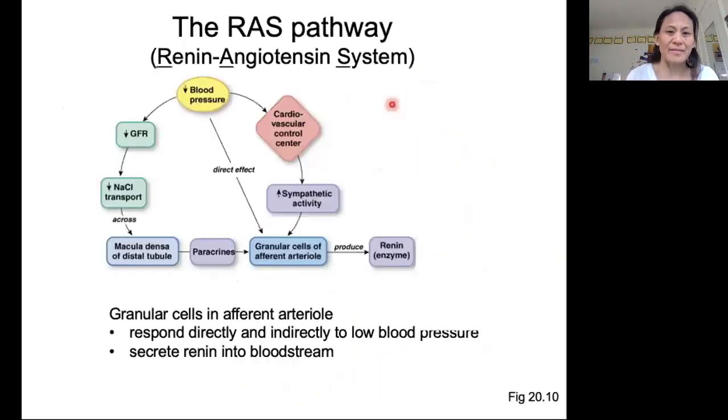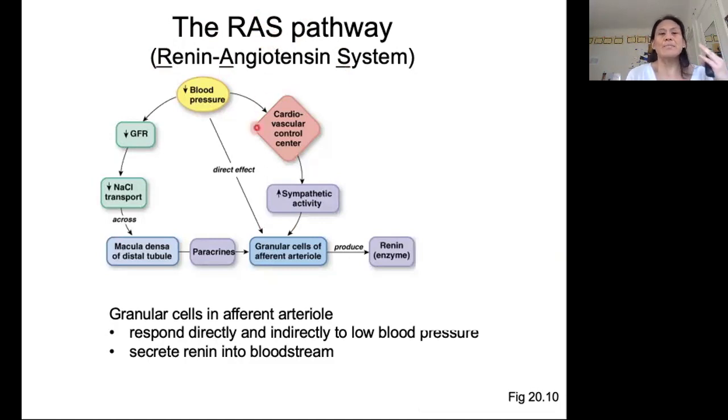It's pretty complicated. Okay, so first of all, RAS stands for renin-angiotensin system. And actually, usually, if you look at other sources that are not your textbook, it's described with another A here. That A stands for aldosterone.